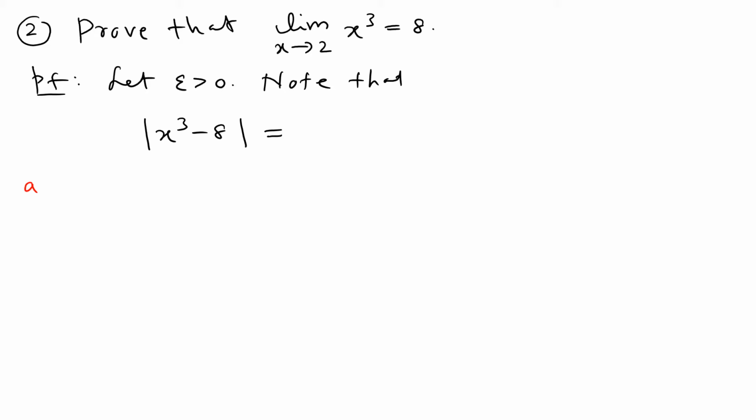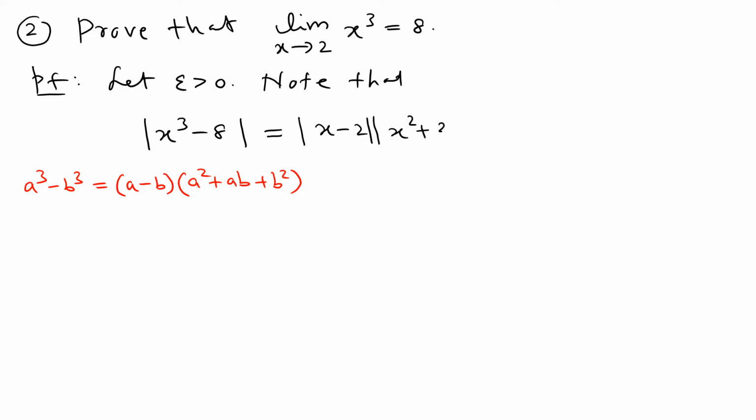We know that a cubed minus b cubed equals a minus b, that's the first factor. The second factor is a squared plus ab plus b squared. So that is how you factor cubes. Since 8 is 2 cubed, we can use that. So if you look at those two factors, we can write this as the absolute value of the first factor, |x minus 2|, times the second factor, x squared plus 2x plus 4. So this is true, they are equal.